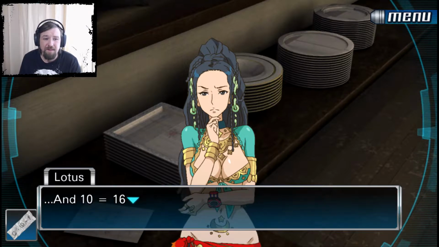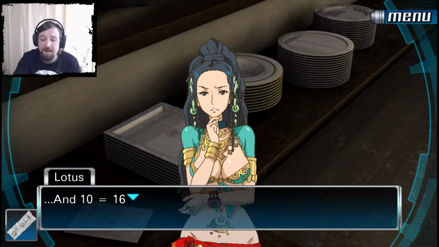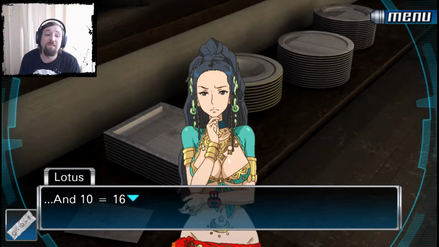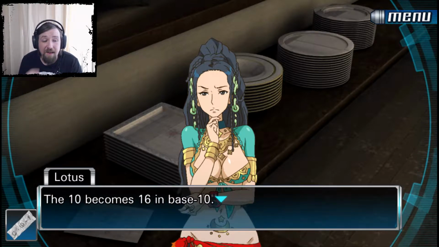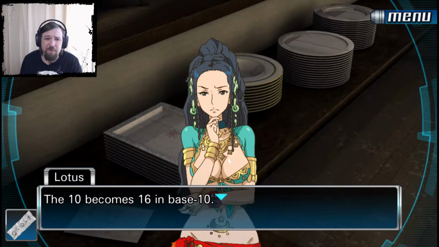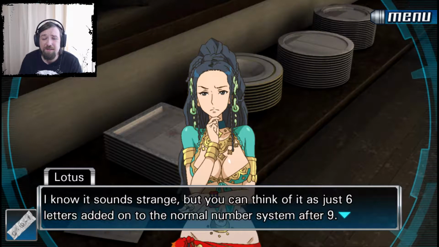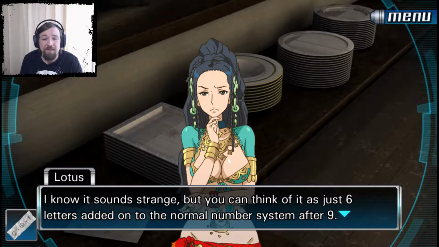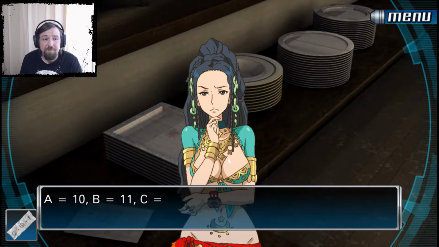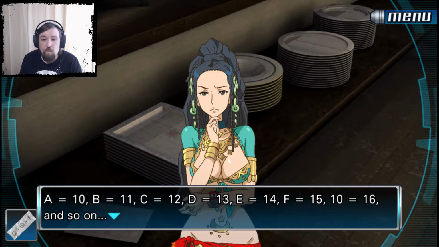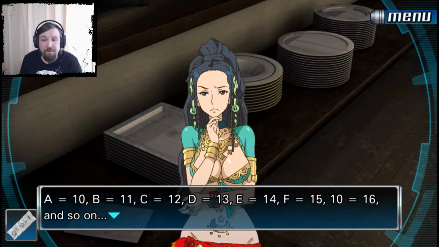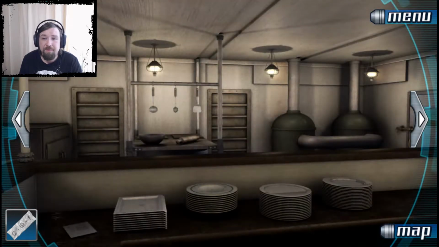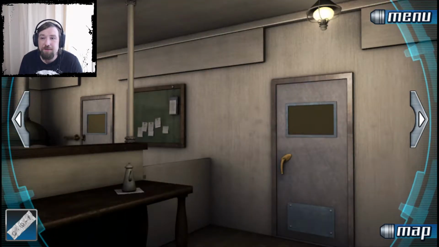And 10 equals 16? What does that mean? I'm just writing down stuff all over the place over here now. And then 10 becomes 16 in base 10. I know it sounds strange, but you can think of it just as 6 letters added onto the normal number system after 9. Right, and so on. I think I get it. Well, you gave us all the numbers that we actually needed anyway.